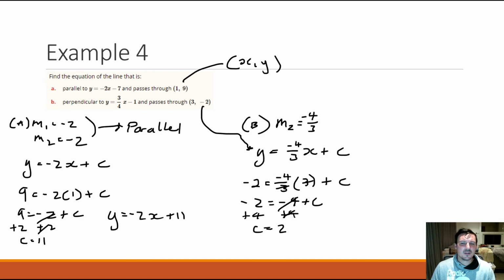The more I look at these kinds of problems, the more I see how important those basic adding, subtracting, multiplying, and dividing skills are. Lastly, we state our equation, y equals negative 4/3 x plus 2. So I've just put my m and c value in there. For those watching on, here's my m value, here's my c value, and then I've put it here and here.